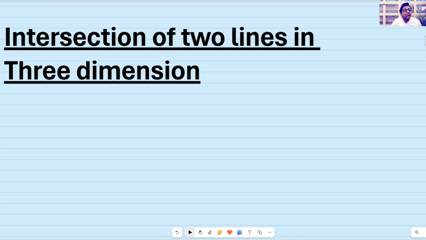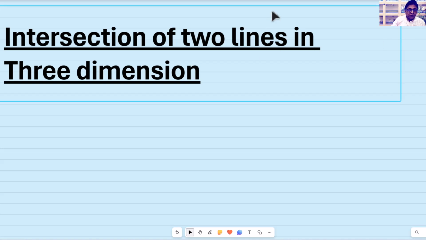But if they are not intersecting, if they are parallel, then how to identify whether they are parallel or not, that we have learned in the previous session. If the direction ratios or cosines are proportional, then you can say that two lines are parallel to each other. Now if they intersect, they will have a point of intersection. To find that point of intersection, we have to follow a specific algorithm. I'll tell you how to find quickly the point of intersection of two lines.